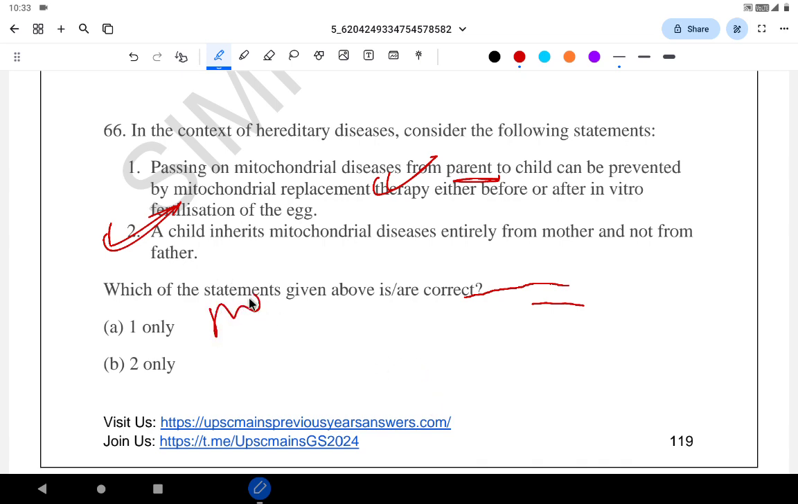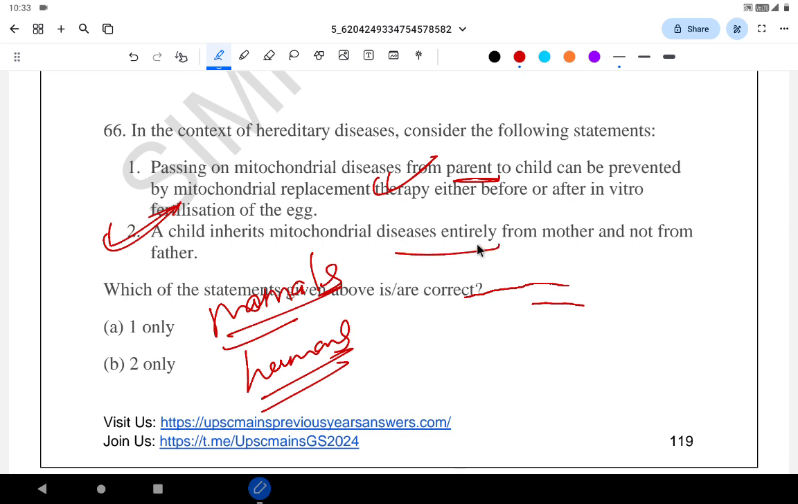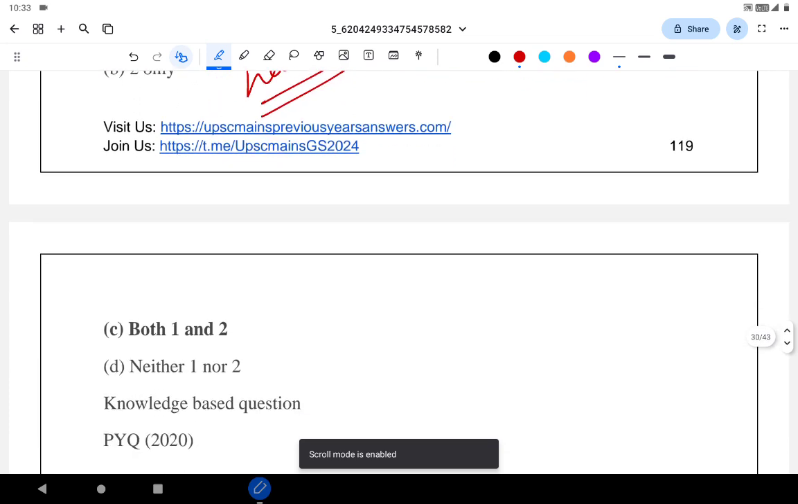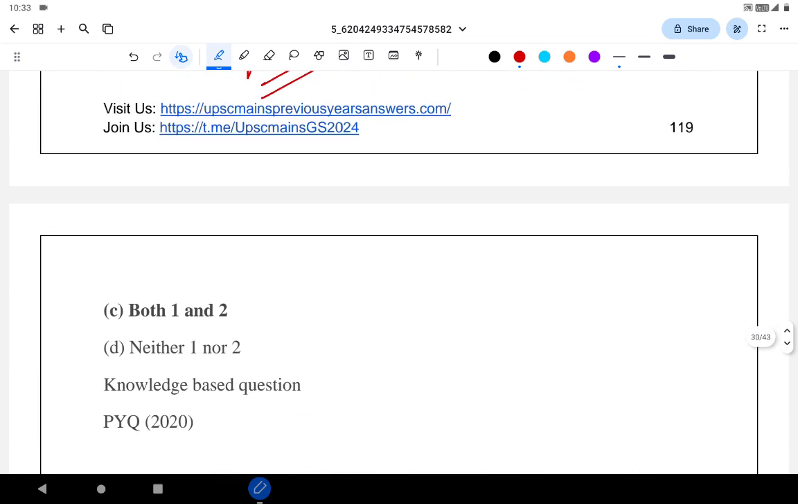In most of the mammals and in human beings, mitochondrial diseases are normally 100% inherited from the mother, not from the father. A question related to, I think, pronuclear transfer, which is related to mitochondria, was asked in 2020. The question in 2020 was regarding pronuclear transfer.